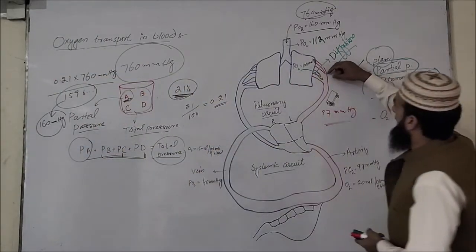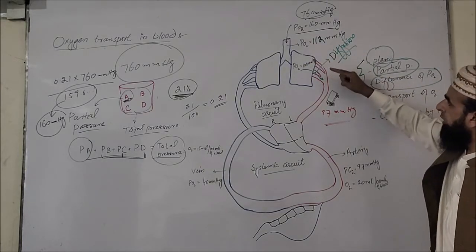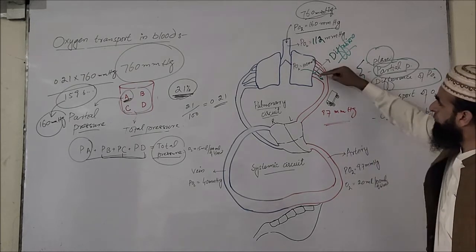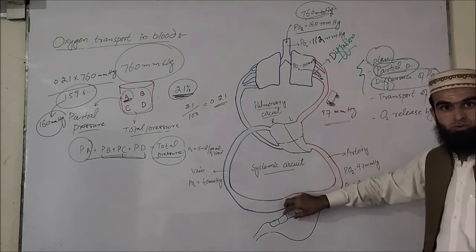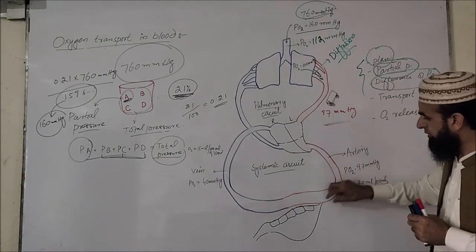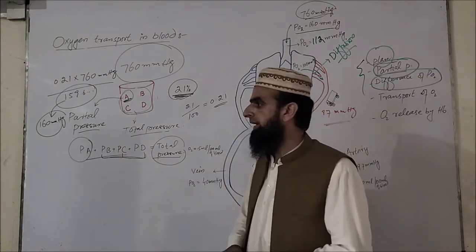Okay, so now I was going to talk about the diffusion. The oxygen is diffused. Now there is a very important phenomenon through which this oxygen is transported from the lungs to the tissues. What is that phenomenon? How is that transported to the tissues? For that, two things have to be discussed over here.